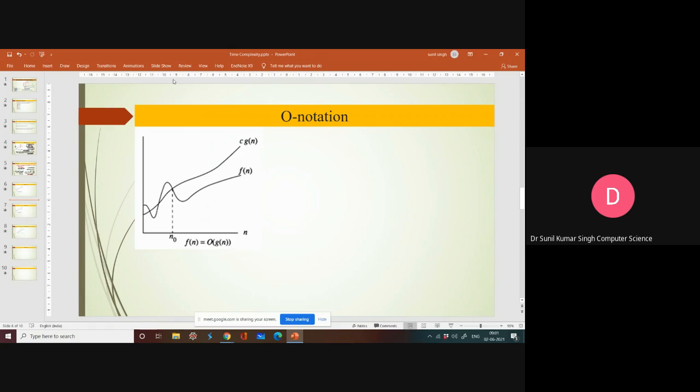So here, big O notation represents the worst case. Big O notation represents the worst case time complexity.